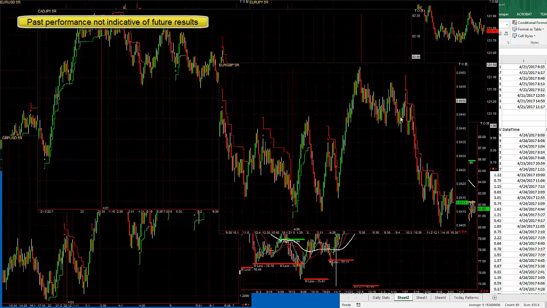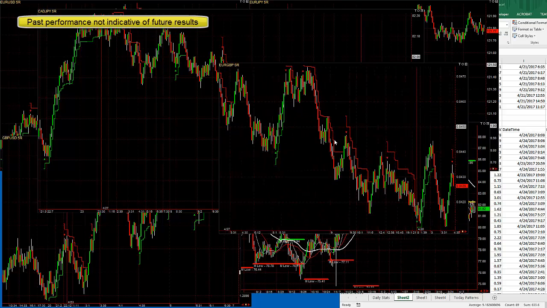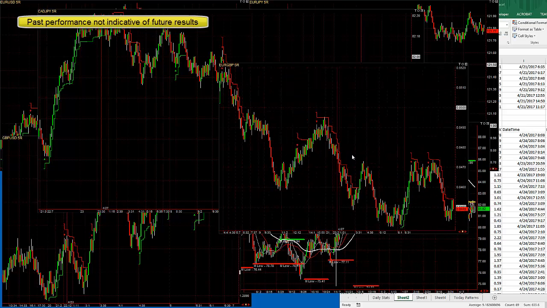Here's the euro pound. You can see it fell about 25 pips there, 5 pips here, made money on that trade. Looking back to the previous day, sell, made money. This one made money, this one made money. This one lost 5 or 6 pips. This one made money. This one made money.